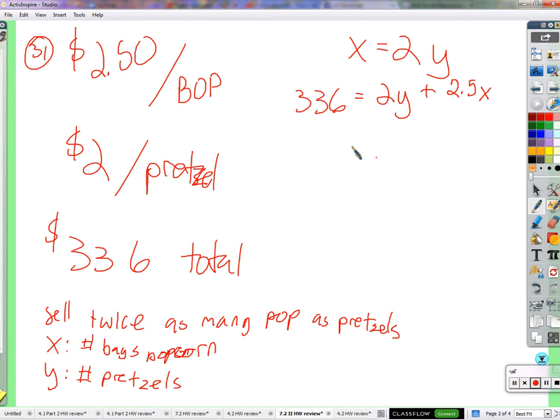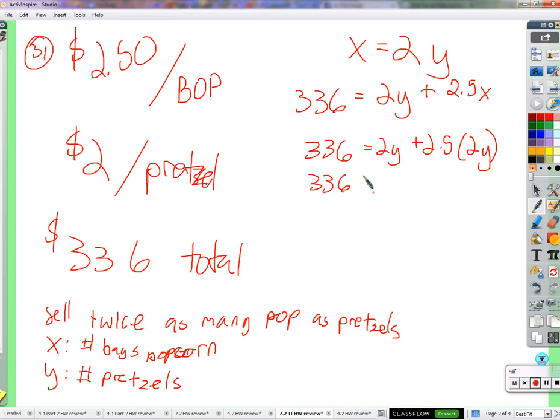Now we have two equations, and we have a relationship between the popcorn and the pretzels. 2 times pretzels is the same as the popcorn. So I could replace this popcorn with 2 pretzels. I could replace X with 2Y, substitute. So we make that substitution. These x's are exactly the same. This x is equal to 2y, so this x could be equal to 2y.